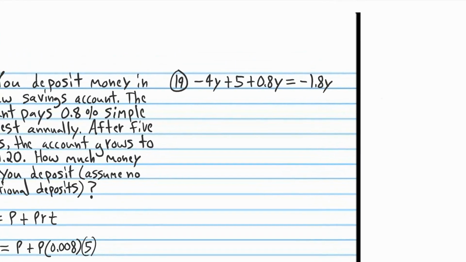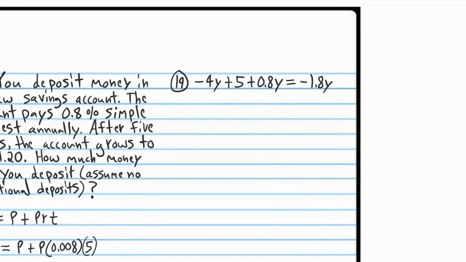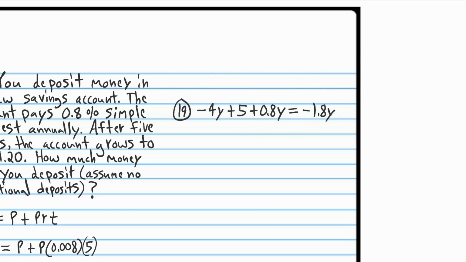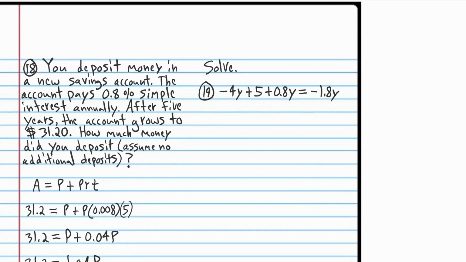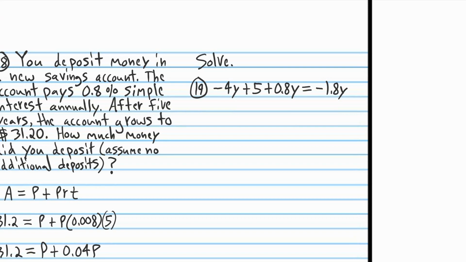All right, on to number 19. I should have directions on this problem. The directions are solve. All right, so as an equation with decimals, so we have to simplify first. Negative 4y plus 8.8y is negative 3.2y. Again, you can use a calculator for that if you want.